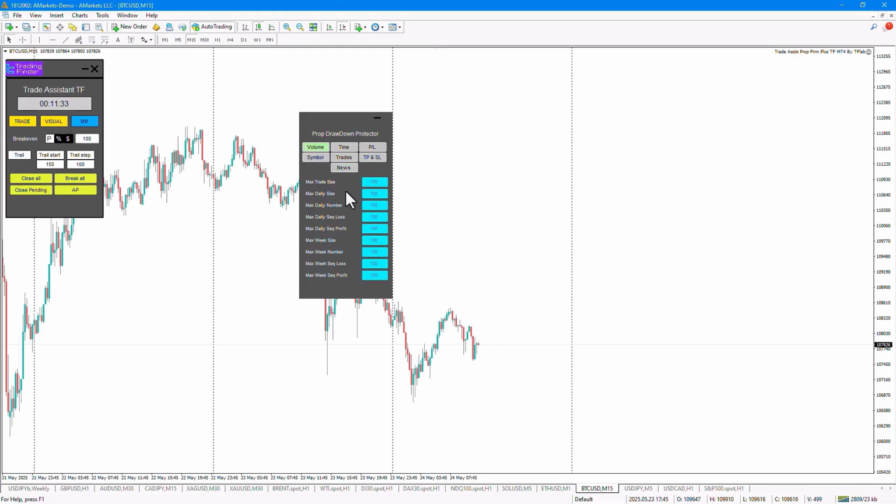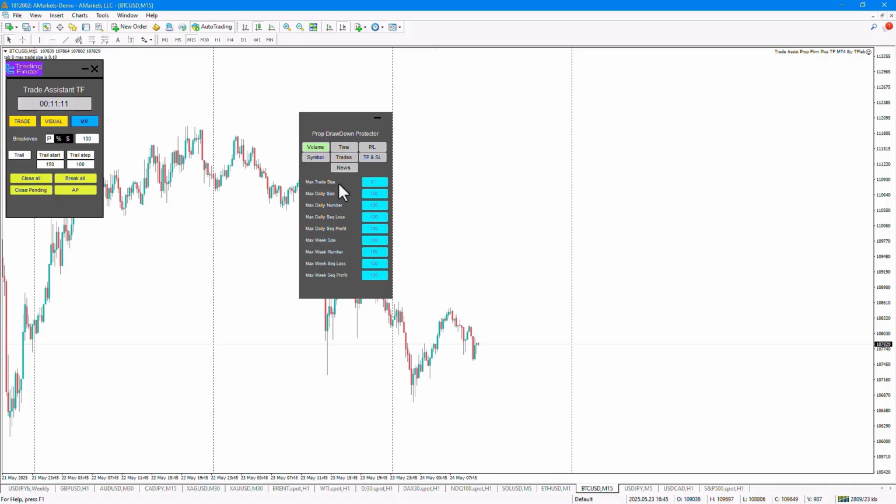In the first tab, I have changed its numbers here, because it shows me the daily and weekly limits. The first option is related to the maximum entry size for each trade. So here I have set the number.